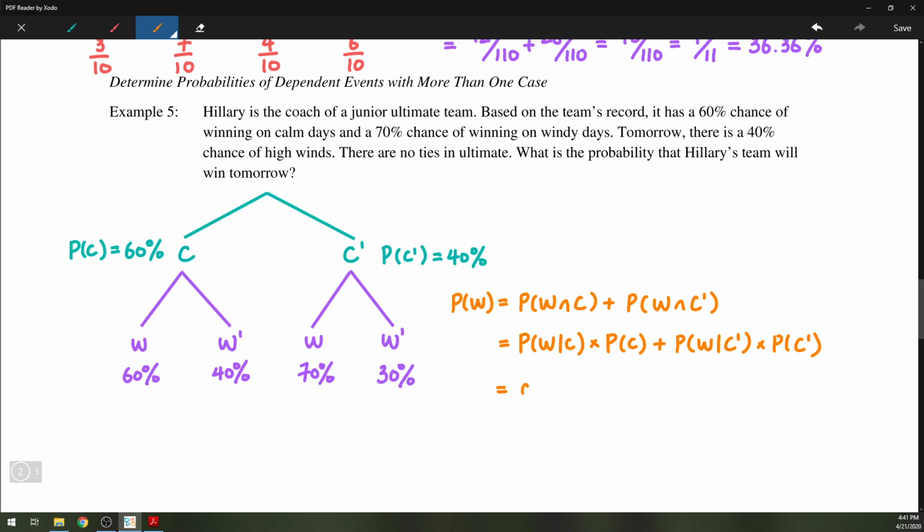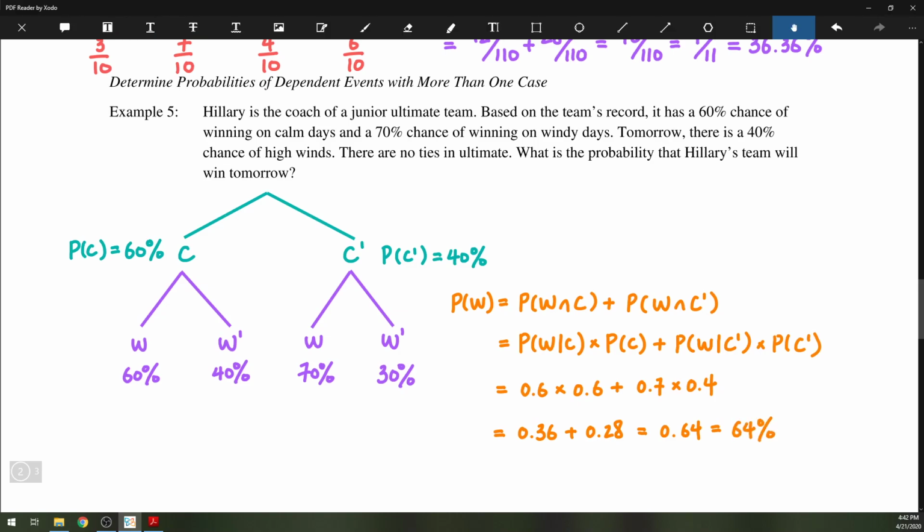So let's see, that will be 0.6 multiplied by 0.6 plus 0.7 multiplied by 0.4. So 0.6 times 0.6 is 0.36. And then the second product will be 0.28. And so if you add them together, that's 0.64, which means Hillary's team has a 64% chance of winning tomorrow, regardless of the weather.